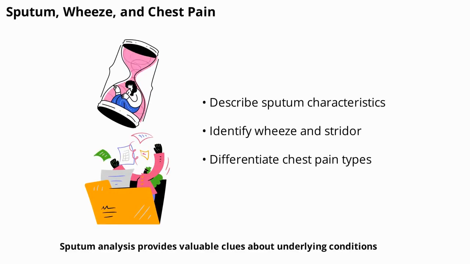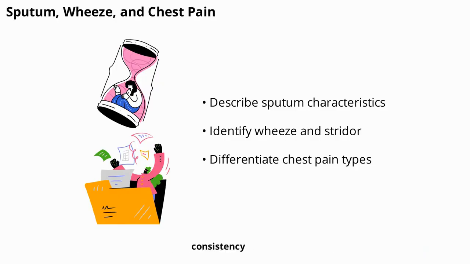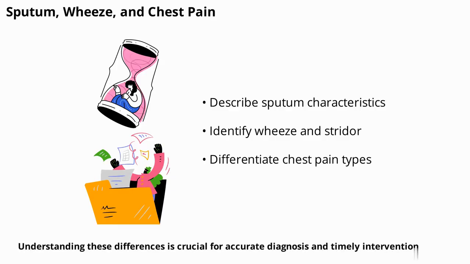Sputum analysis provides valuable clues about underlying conditions. Note the color, consistency, and presence of blood or black specks, which can indicate infections, pulmonary edema, or smoke inhalation. Grading sputum helps track disease progression. Wheeze, a musical sound from narrowed airways, and stridor, an upper airway sound, are important to recognize. Chest pain requires careful evaluation. Pleuritic pain, tracheitis, musculoskeletal pain, and angina each have distinct characteristics. Understanding these differences is crucial for accurate diagnosis and timely intervention.